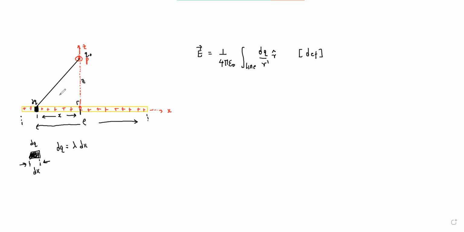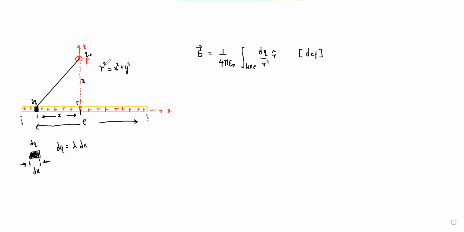How can we do it? In that particular case, we need to use the Pythagoras theorem. So our r squared will be x squared plus z squared. That one is very important. From here, do we have everything we need? We probably have everything we need. We have dq and we have r squared.